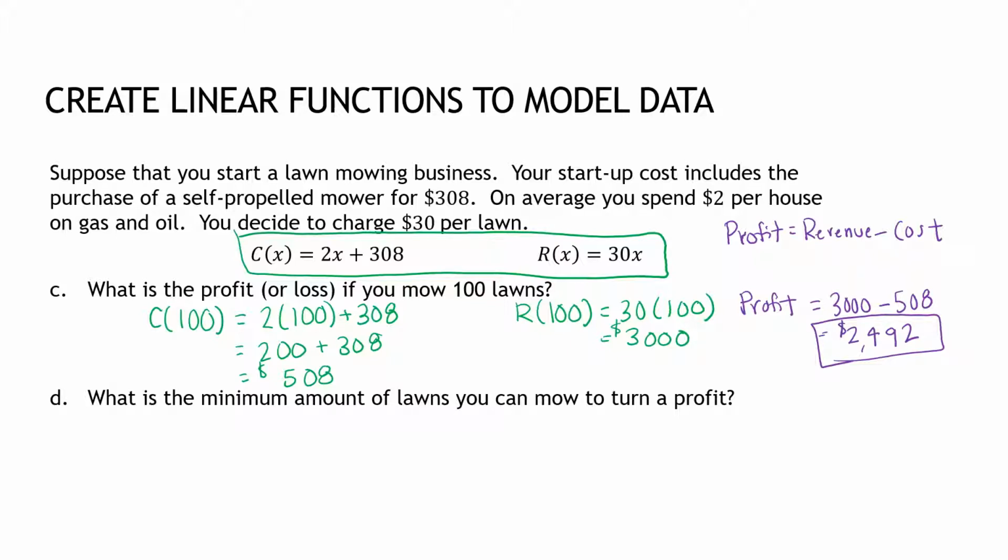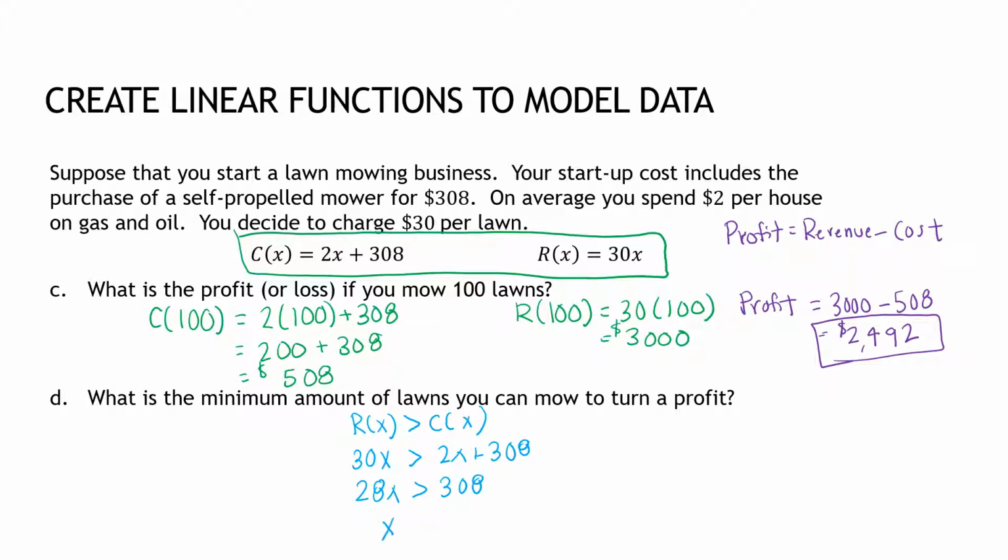The other question has to do with at what point do we turn a profit? So I know that in order to turn a profit, my revenue has to be greater than my cost. So use a little bit of inequality here. If my revenue is greater than my cost, that means 30x has to be greater than 2x plus 308. And now I can solve that. Subtract 2x from each side. 28x has to be greater than 308.